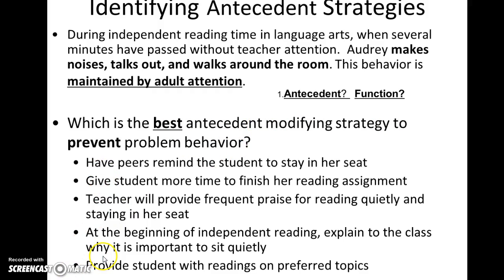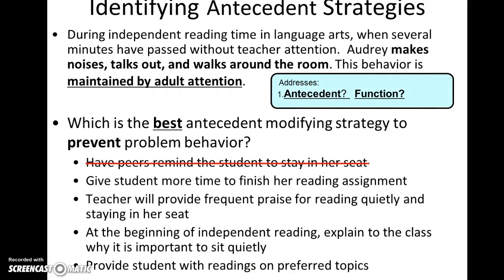Go ahead and go through them, stop the video, and figure out what you think would be the best antecedent modifying strategy. The first one is have peers remind the student to stay in her seat. That is not the best way to address her antecedent, because she wants the function, which is the adult attention, right? So let's go ahead and cross that out. Then, give student more time to finish her reading assignment. That, say during the independent reading, is not going to affect her adult attention. So that is not a great strategy.